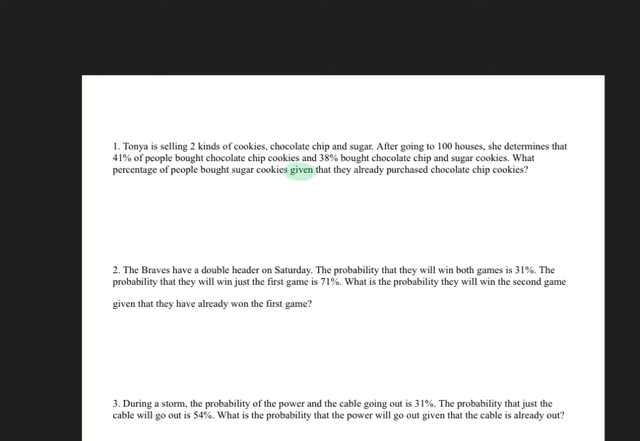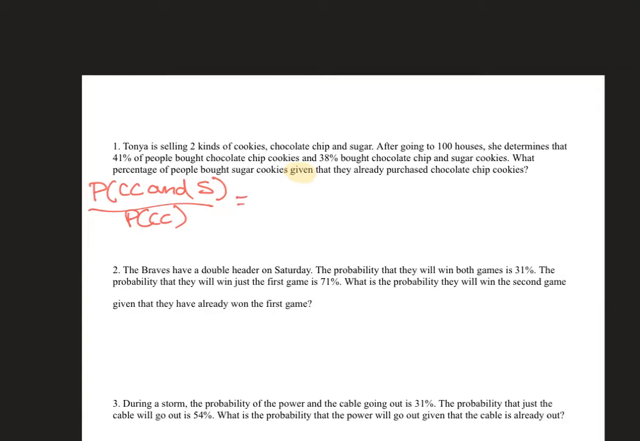Let's do it in yellow to keep it consistent. The keyword here is given, so I know I'm going to do my AND. Let's do this over. I need the probability of chocolate chip and sugar divided by the probability of chocolate chip, because that's what I'm asking for: what is the percent of people who bought sugar cookies given that they already purchased chocolate chip?